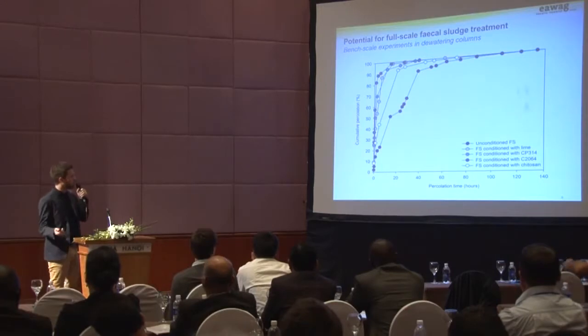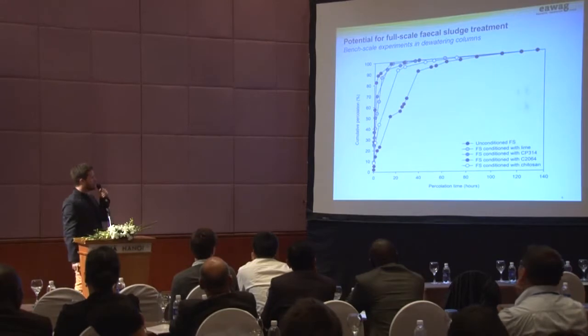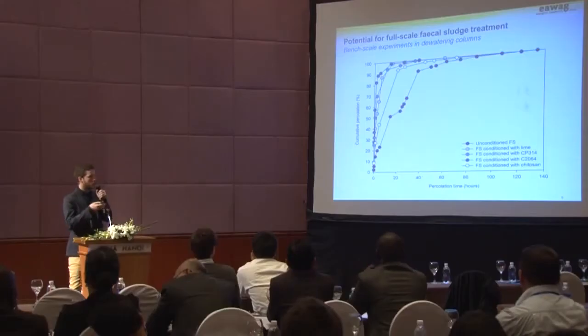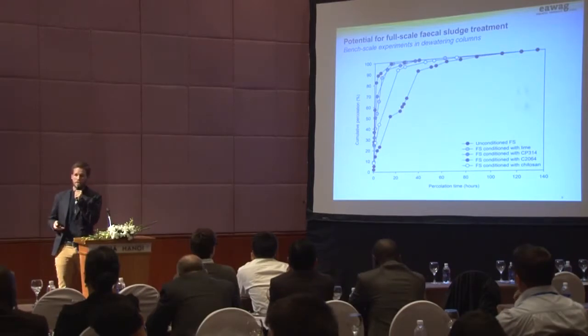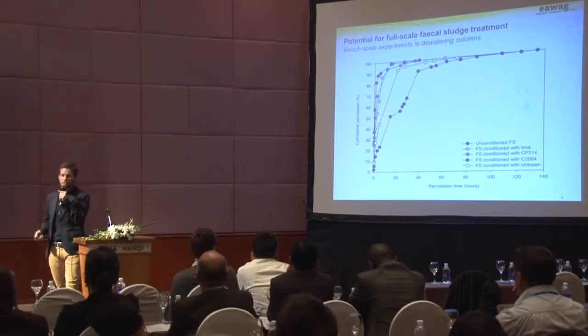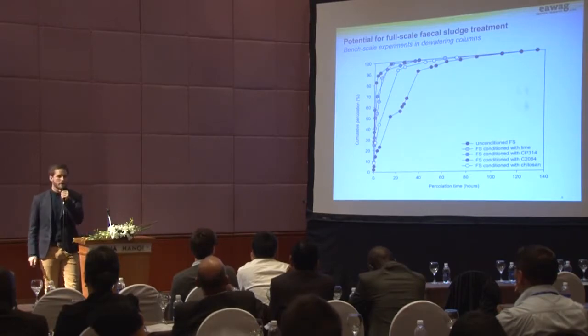This here shows a dewatering curve, so how long it took to dewater the percolated free water. The black filled circles show unconditioned sludge, and as you can see, the dewatering was faster when the sludge was conditioned with, in this case, lime and chitosan, compared also to these commercial conditioners. And as you can also see, lime and chitosan compare well with commercial conditioners. So you could use commercial conditioners, they're also effective in increasing dewatering properties.